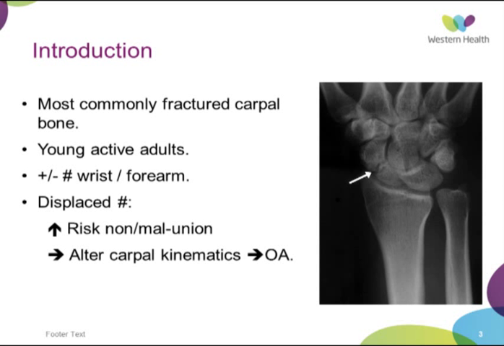The scaphoid is the most commonly fractured carpal bone, and it's typically an injury of young adults, with or without an associated injury of the distal radius or the forearm. The importance of scaphoid fractures, which I'll expand in a moment, is that displaced fractures do have an increased risk of non-union or malunion, and that can alter carpal kinematics and end up with an arthritis of the carpus.